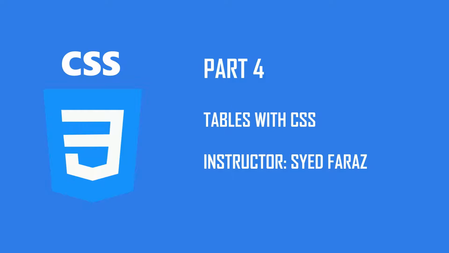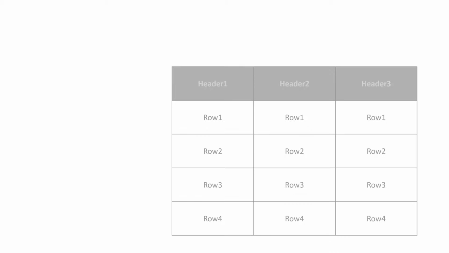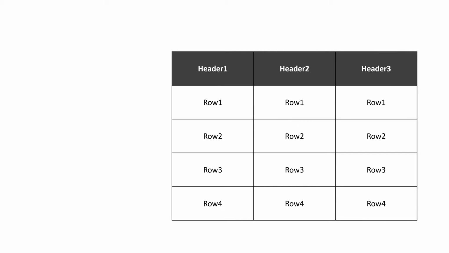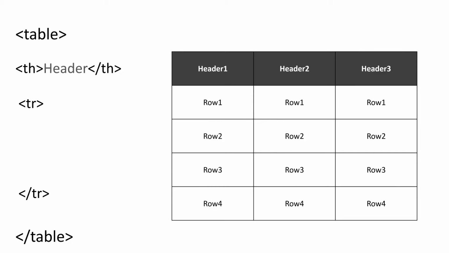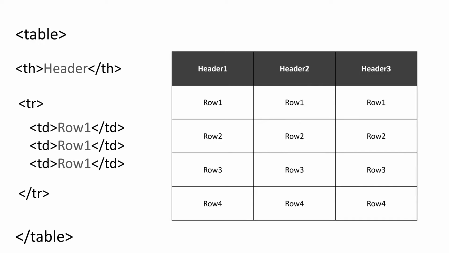Welcome to part 4. In this part, we are going to learn about tables with CSS. For creating a table, you will have to use the table tag. For creating the header of a table, you need to use the th tag. For creating each row, you need to use the tr tag. For creating cells inside each row, you need to use the td tag, as td stands for table data in HTML5.